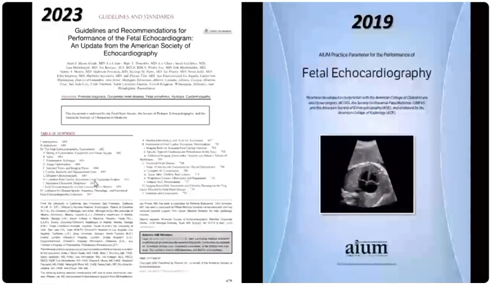And of course, if the patient really needs detailed assessment, if something was suspected or there are pre-existing factors putting this pregnancy at high risk for congenital heart anomalies, there are guidelines available from the AIUM or the American Society of Echocardiography that regulate what needs to be done and what protocol needs to be used.